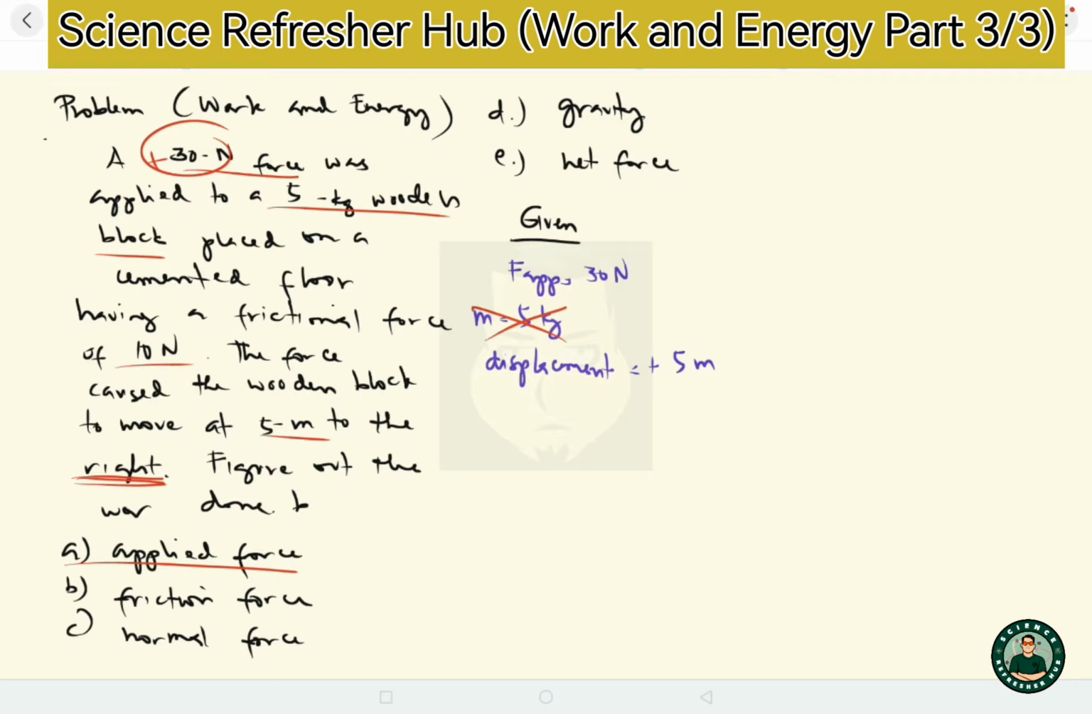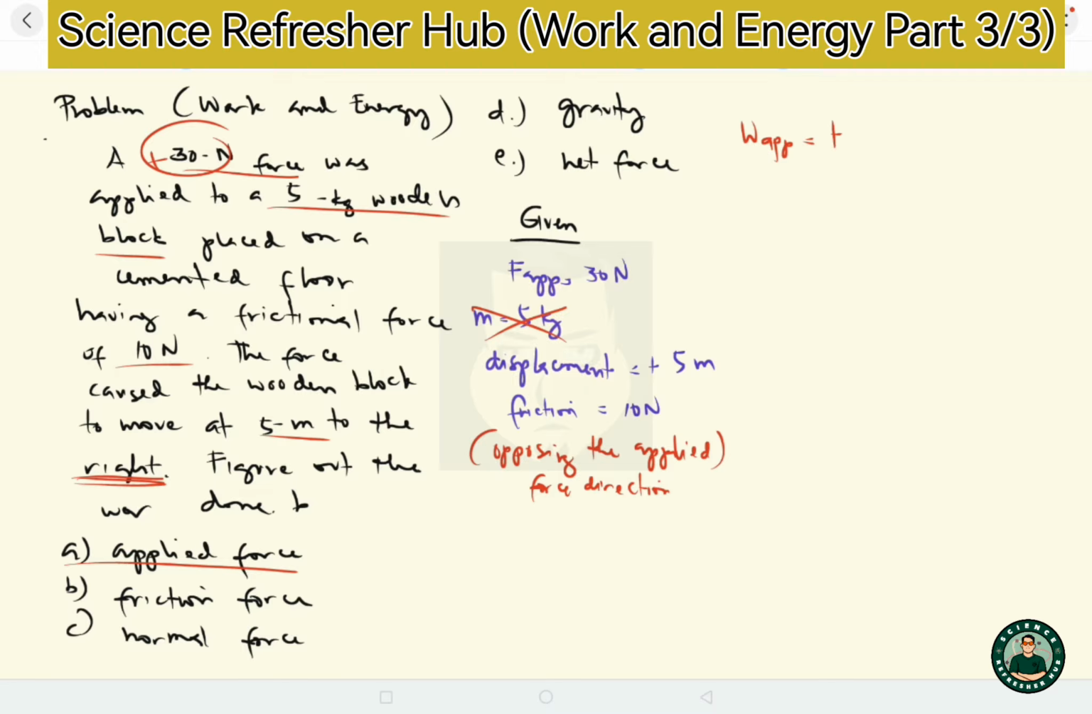And then we have the friction force, which is 10 newtons. Remember, friction is always opposing the applied force direction. Okay, so let's have the work done by the applied force.